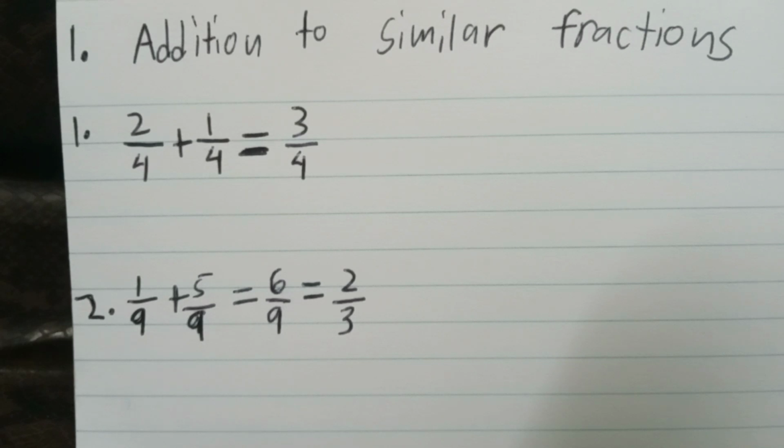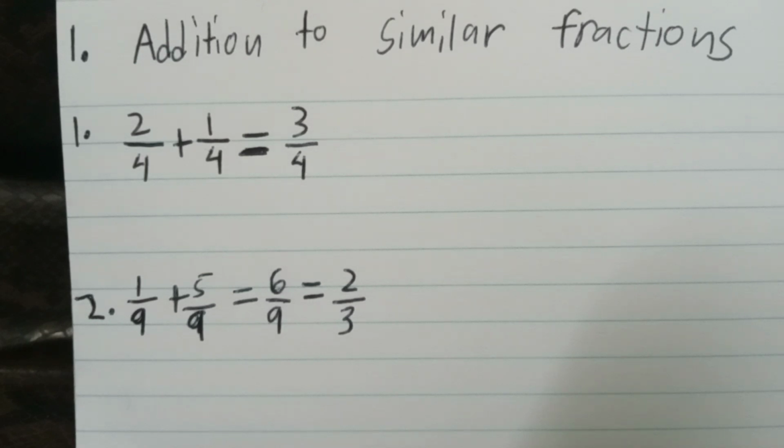And for number 2 here, we do the same thing. We check our denominators if they are the same. And then we add our numerators and then keep the denominator and simplify if needed. So as you can see here, the denominators are the same. So bring them to the right and then add our numerator. 1 plus 5 equals 6. So our answer will be 6 over 9.